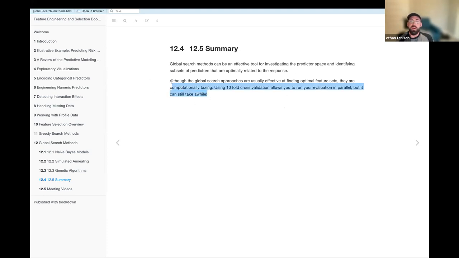I think the last part says that one of the good things about evaluating it with cross-validation is that you can use it in parallel. But even doing that, you're still going to look at perhaps hours of time to compare all of the models. So that's about it. That's all I got.